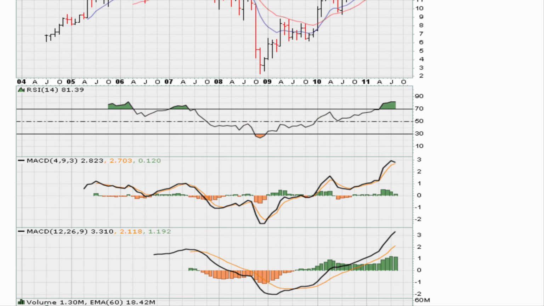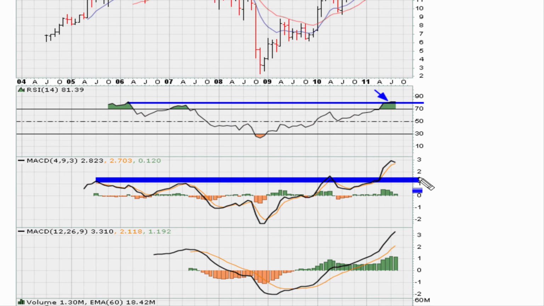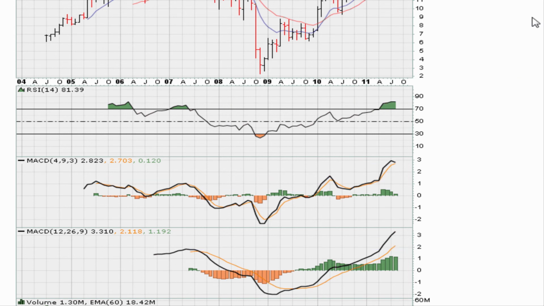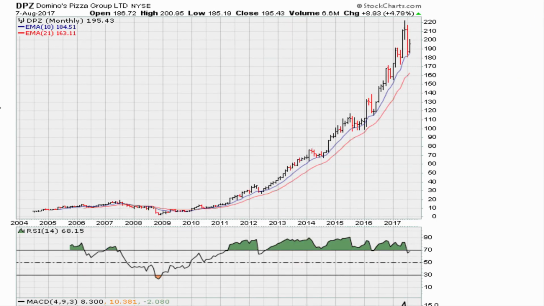All right, but now take a look at what it was doing sometime in August of 2011. We can see here the RSI jumping to all-time highs, and both MACDs were also trading at all-time highs, so no question about that. So let's take a look at what happened. We're talking about August 2011, so somewhere here, in the 20s. Take a look at this move. The stock would go on to trade as high as 200 by 2017.